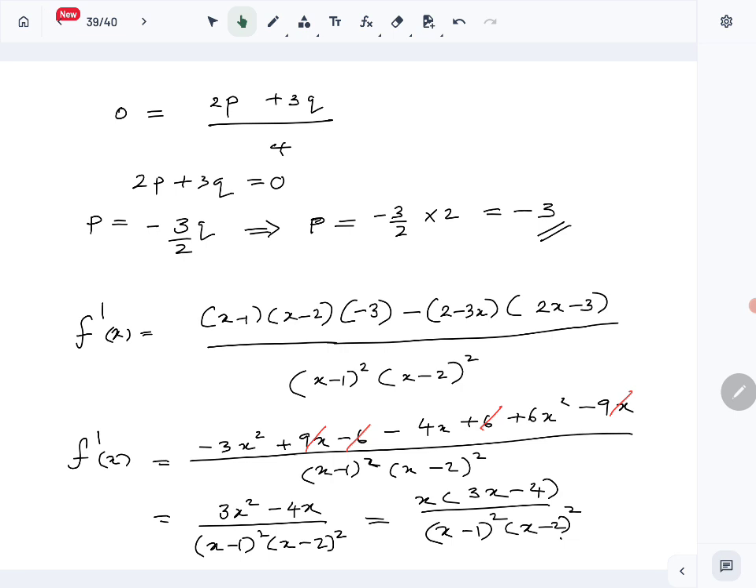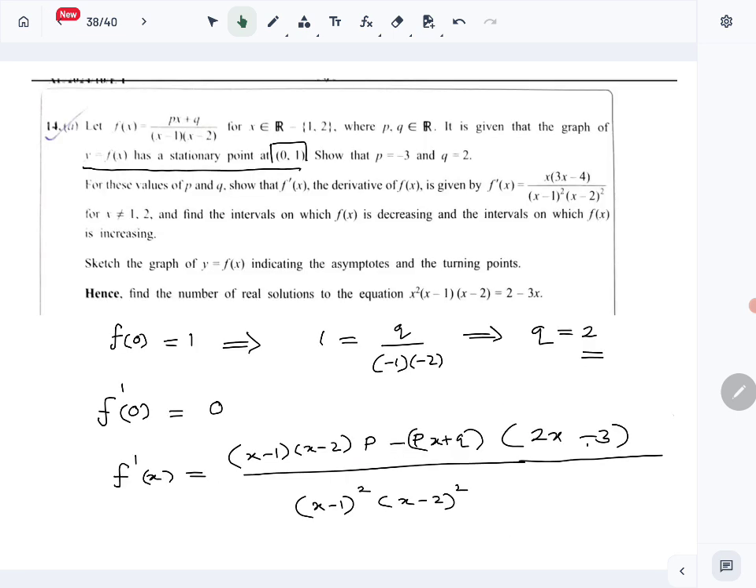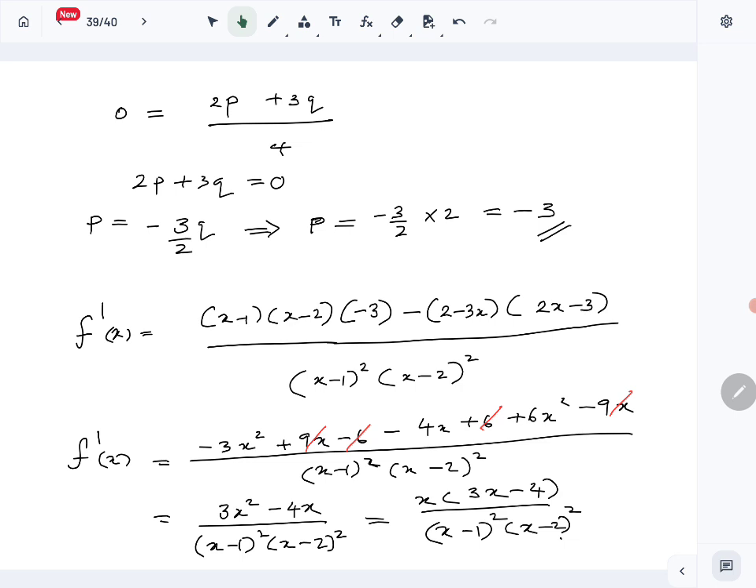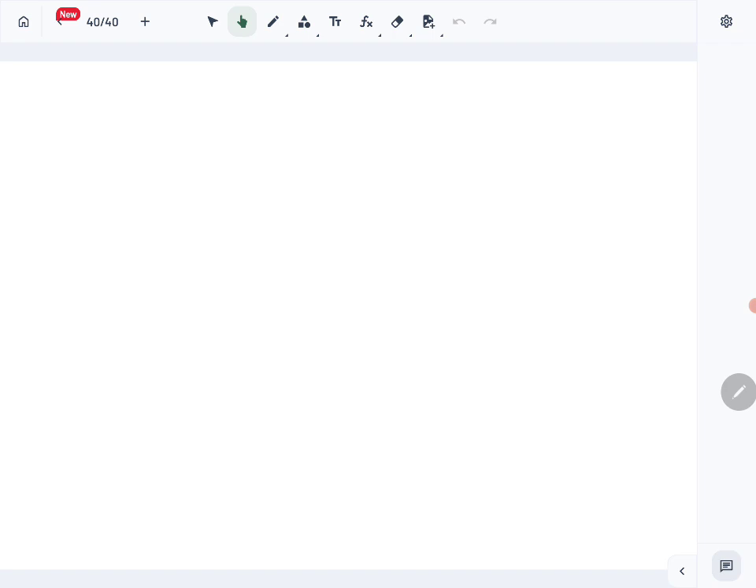So next, what do they ask? Right. So then they ask, okay, find the intervals on which f(x) is decreasing and intervals on which f(x) is increasing. So this is the first derivative test. So first we need to mark the stationary points and the points where the derivative is not defined.